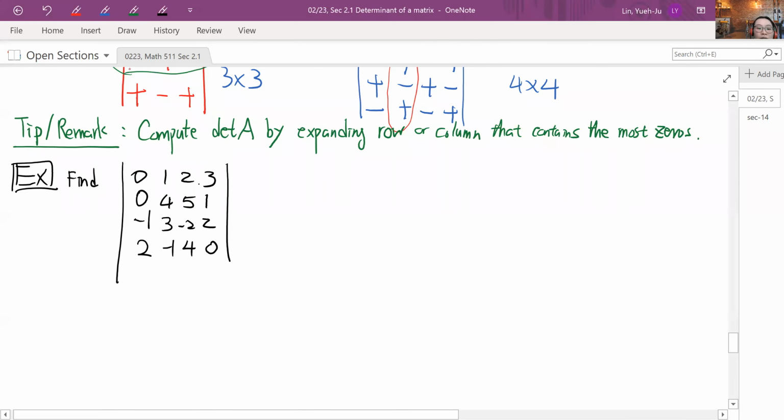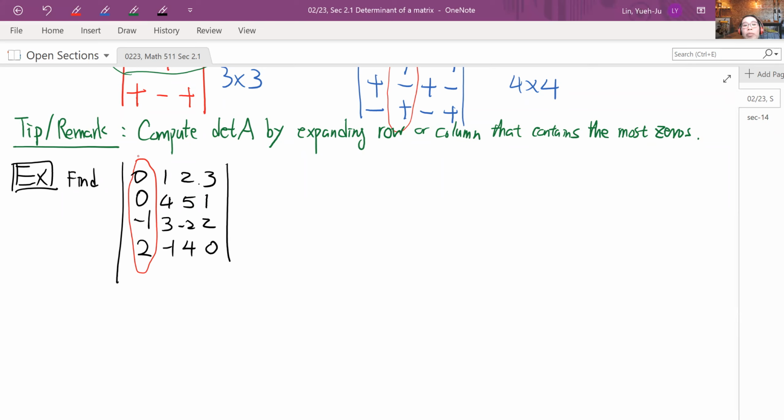As I said, now I have a 4 by 4, quite large, right? But if I want to do the expansion, I'm going to pick the row or column that has the most zeros. So you just eyeball it. You can see that the first column has double 0. So I'm going to expand along this one, okay?